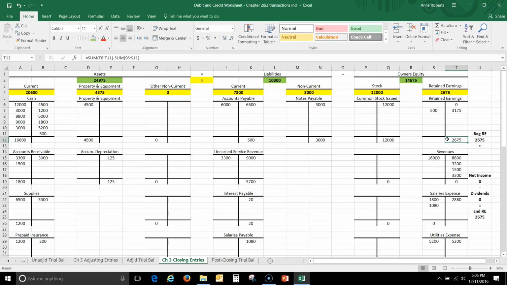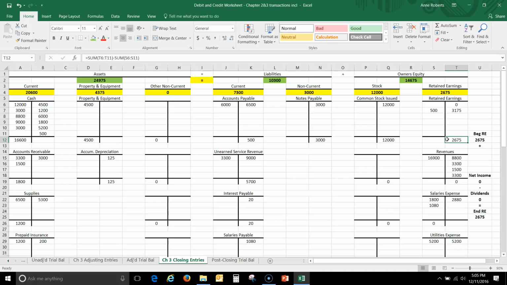Now, understand one thing about closing entries. Closing entries only occur once a year. In Chapter 2, we did daily entries. Those happen on a daily basis. In Chapter 3, we did adjusting entries. Those happen on a monthly basis.